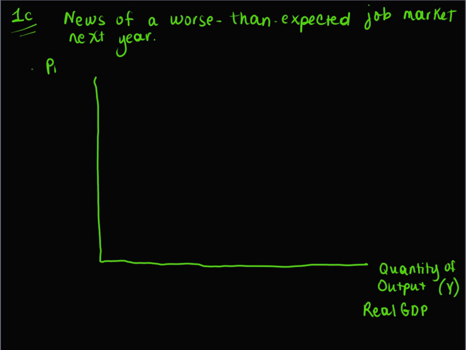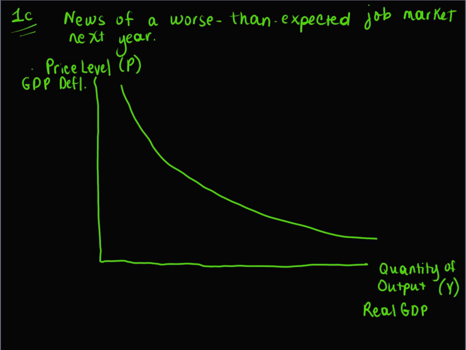Okay, I'm going to start with a hypothetical aggregate demand curve, which I'm going to call AD sub 1, the first aggregate demand curve. And then I'm going to just pick a hypothetical point on this aggregate demand curve that corresponds to a certain price level, which I'm going to call P sub 1, and a certain quantity of output, which I'm going to call Y sub 1.